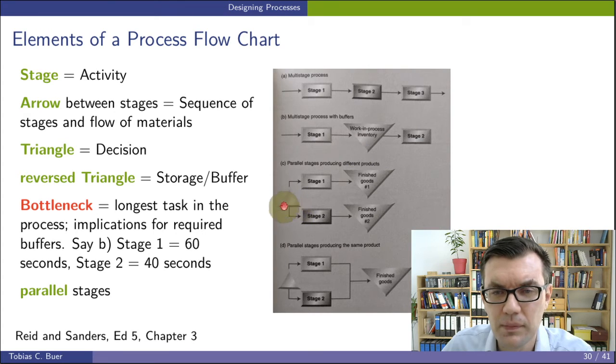The triangle, where the top is pointing to the top, is representing a decision. Maybe we can go either to stage 1 or we can go to stage 2. And for the decision, there are several types of decisions, either-or, and-or, that we can follow. And this reversed triangle is representing an inventory.